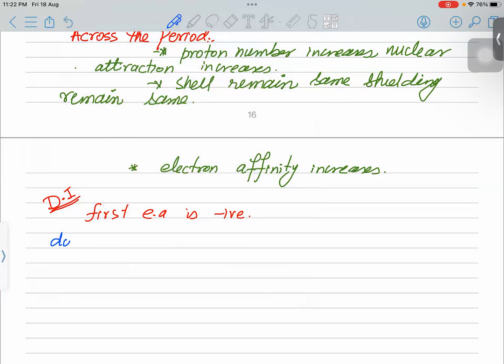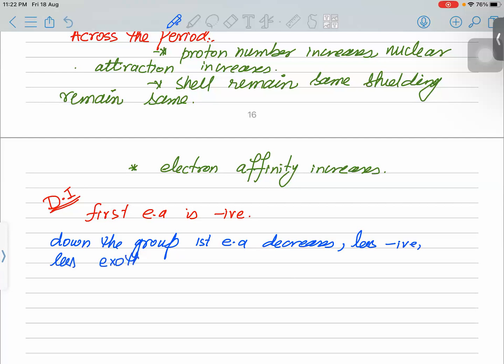So down the group, first electron affinity decreases. It means less negative, and less negative means less exothermic. That's why electron affinity decreases. Are you getting my point or not? Yes, sir, I'm getting it.